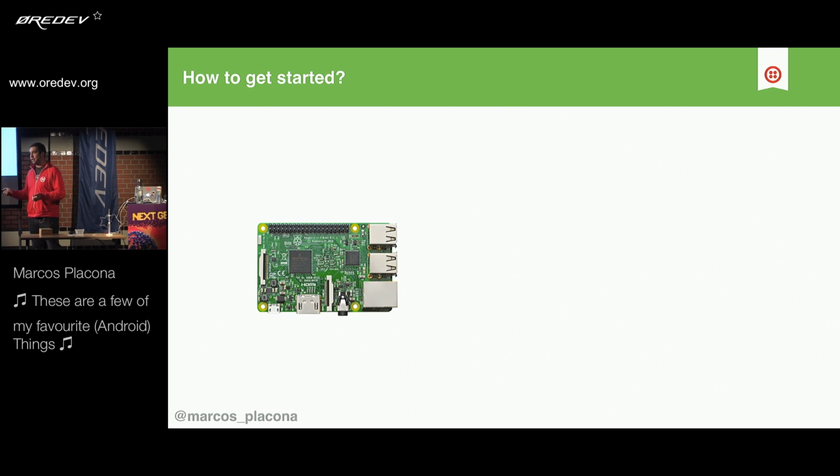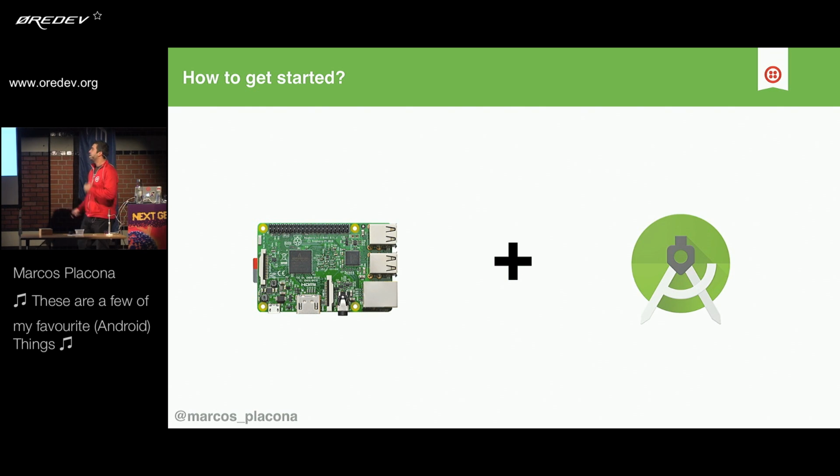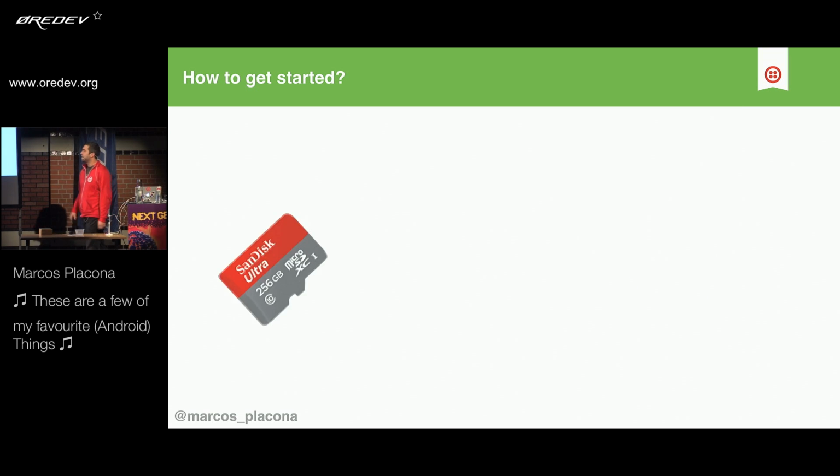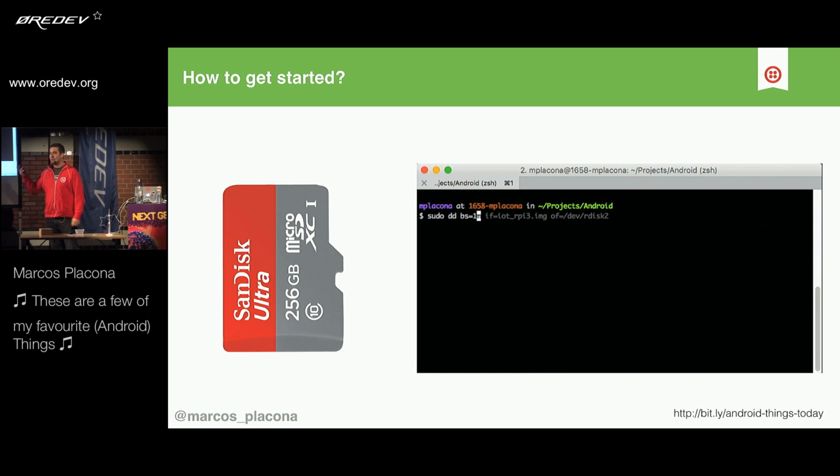Well, the first thing you're going to need is obviously a board. So you're going to need a Raspberry Pi. The second thing you are going to need, which you probably already have, is Android Studio. So you just need to have Android Studio installed. You don't really need to have anything else installed. But now you want to make sure that you can get Android Studio to talk to your board here. So what you do about that is you get a memory card. Most Raspberry Pis will already come with memory cards, but you get memory cards like this, and you're going to burn the image into the memory card.